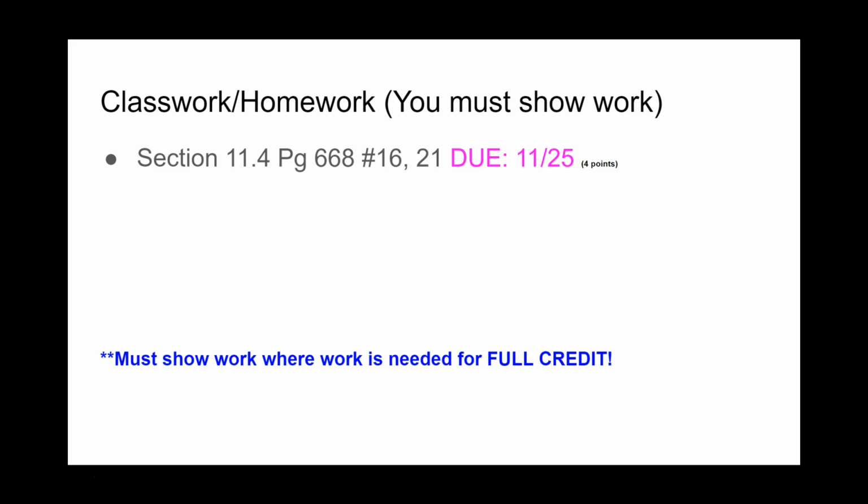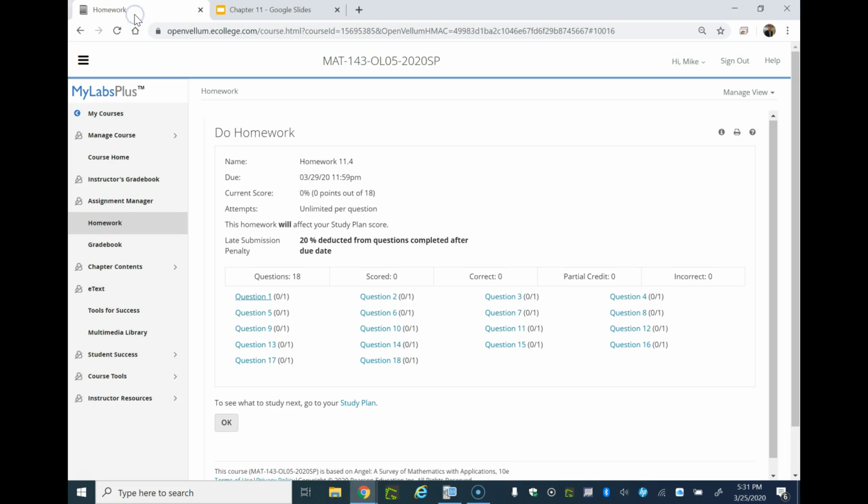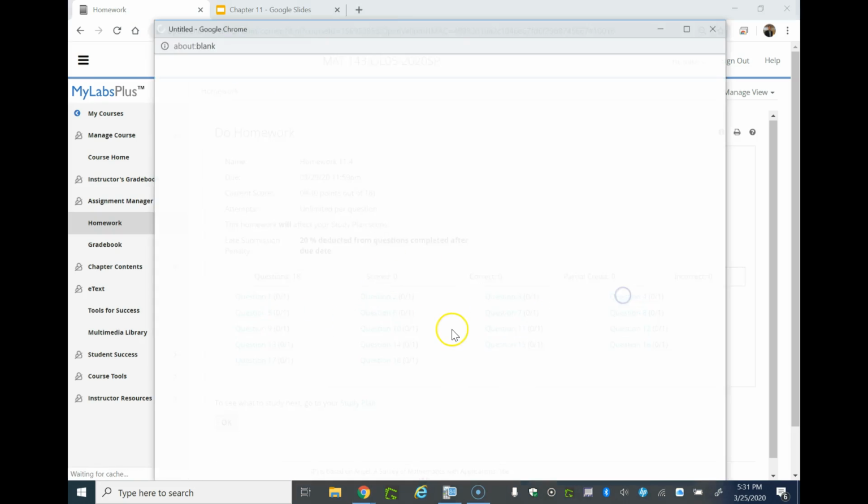So let's move over to my MathFlash Plus and work a few problems from here. Let's start with number 4.